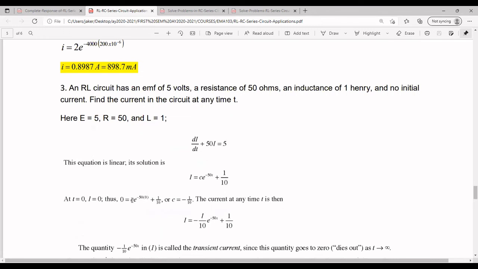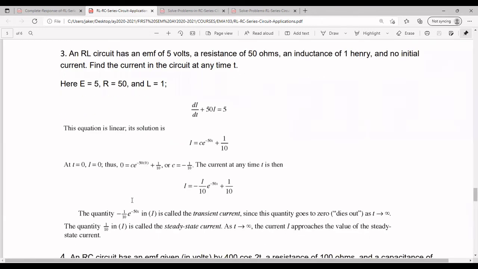Okay, now, what if you're given this time an RL circuit which has an EMF of 5 volts, a resistance of 50 ohms, and an inductance of 1 Henry. And this time, no initial current. So you find the current in the circuit at any time t. Whenever you're asked for this, find the current at any time t, your answer will be in the form of an expression. It should not be a quantity because it's at any time t, meaning it is able to calculate the current given the time. So the given information was written here: EMF of 5, resistance of 50 ohms, and inductance of 1 Henry.